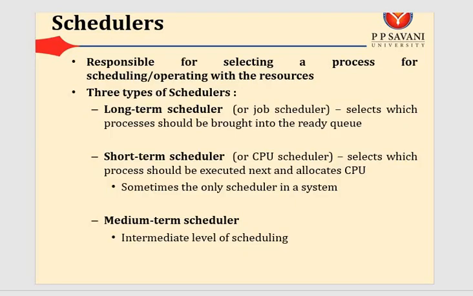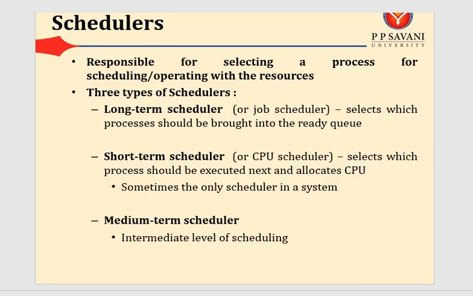Responsible for selecting a process for scheduling or operating with the resources. That means the scheduler is a part that performs the task of scheduling. Generally there are three types of schedulers: long term scheduler, short term scheduler, and medium term scheduler. Long term scheduler is also known as a job scheduler. It selects which processes should be brought into the ready queue.